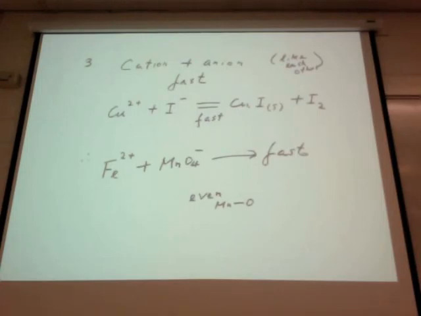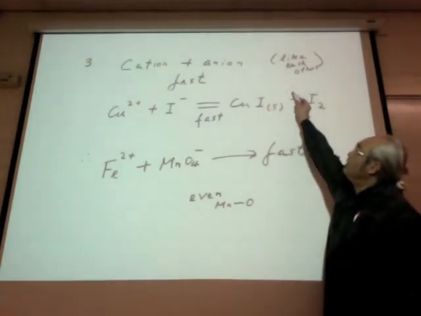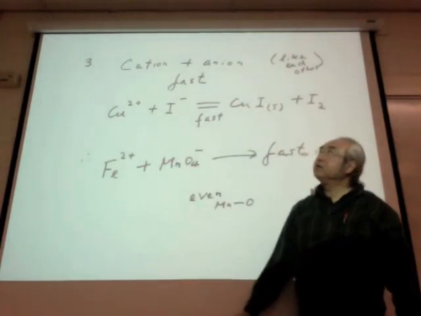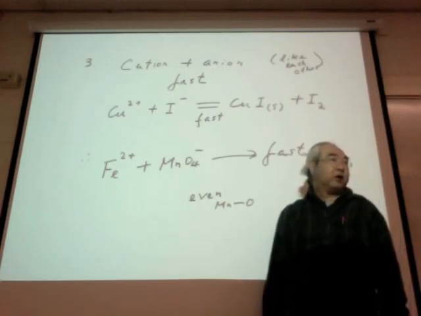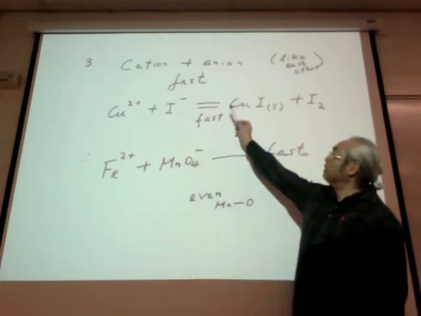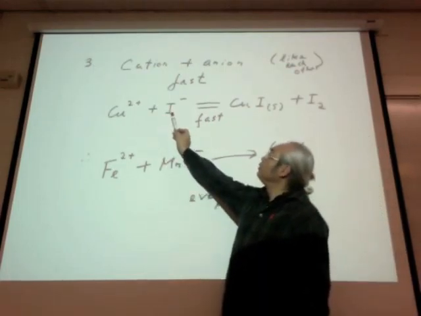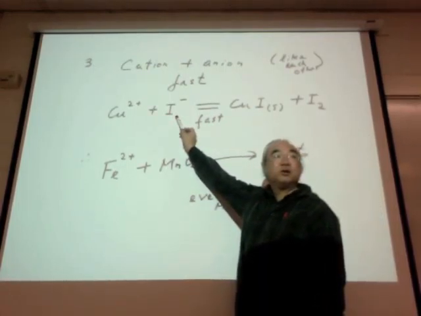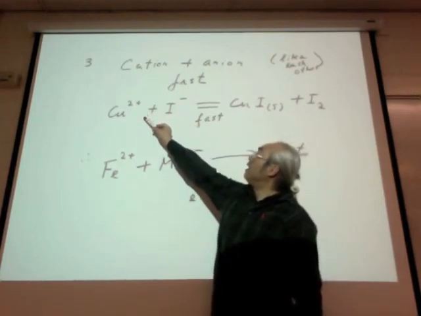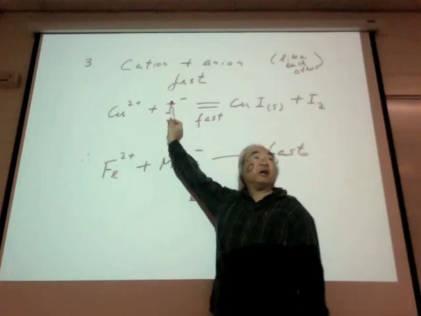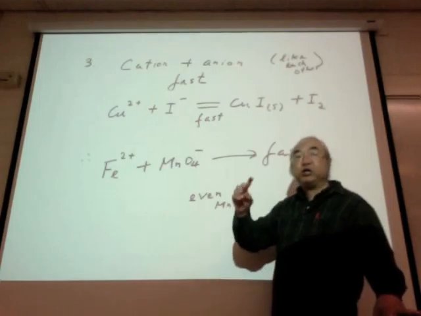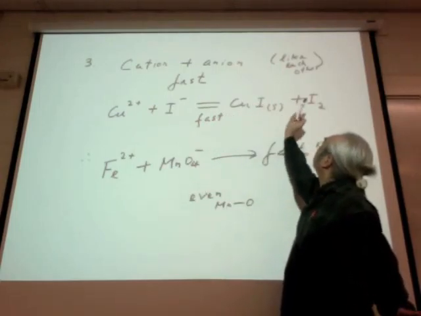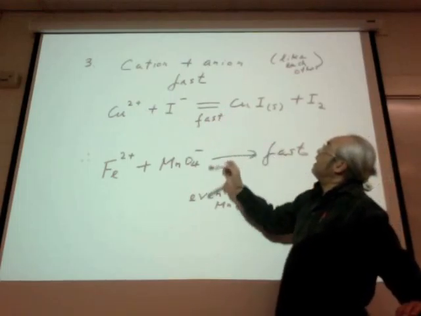And prediction number 3 is between cation and anion. This is simply predicted as fast. As you see in the title, as long as you have a cation and an anion, regardless of structure, it's fast. Here, this is a simple structure: one is a cation, one is an anion, and because they like each other, they will simply collide and give off a lot of energy, enough to form the product. So it is a fast reaction.